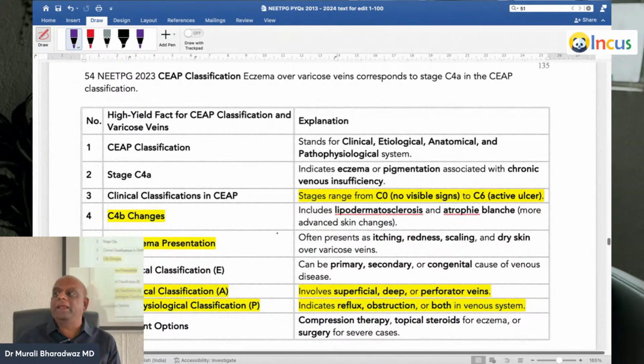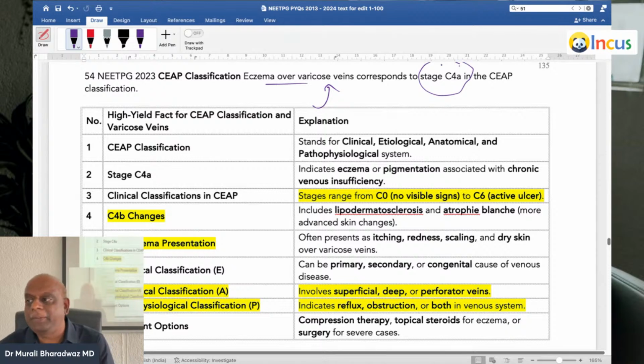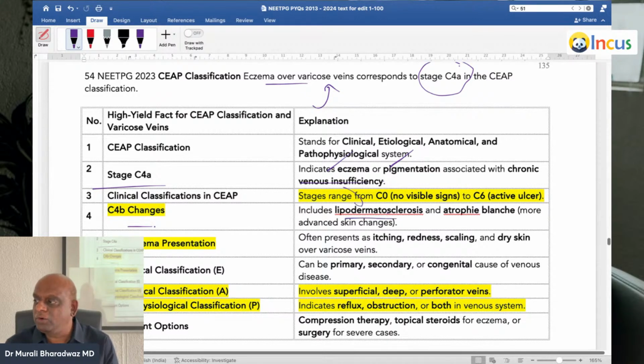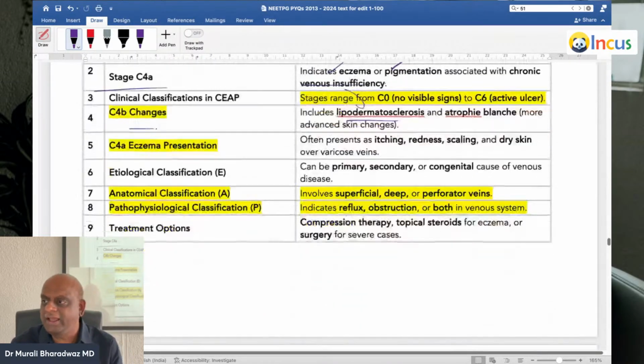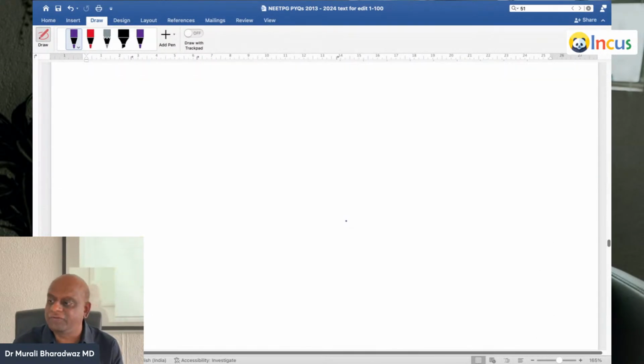Now, the CEAP classification is used to grade varicose veins. Eczema over varicose veins corresponds to stage C4a in the CEAP classification. So stage C4a includes eczema and pigmentation with chronic venous insufficiency. C4b is lipodermatosclerosis and atrophie blanche, which is the advanced classification.